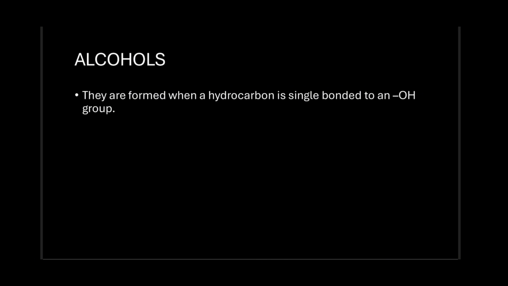We have alcohols. And then we say that alcohols are formed when a hydrocarbon is single bonded to an OH group. So what do we mean by this? It means our hydrocarbon from alkanes, alkenes, and alkynes form a single bond with an OH group. So we can have, in this case, an alkane being bonded to an OH group. So this gives us an alcohol. We can also have an alkene being bonded to an OH group. So this also gives us an alcohol. Let's move on to the next functional group.